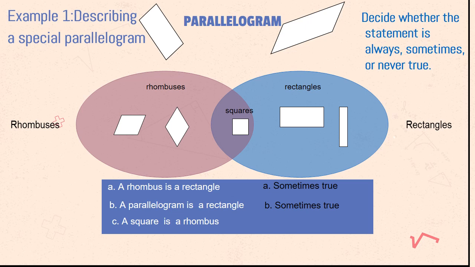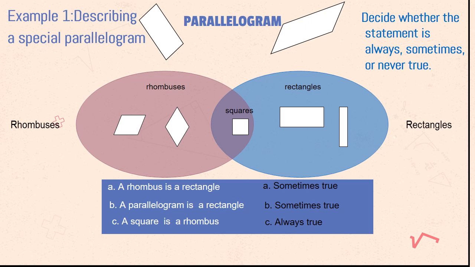And the last one: a square is a rhombus. If you see the figure, you can see that the figures representing the rhombuses and the rectangles overlap. And that overlapping part is labeled squares. So that's the part in common for rhombuses and rectangles. So the sentence is, a square is a rhombus? And the answer is yes, it is always true.